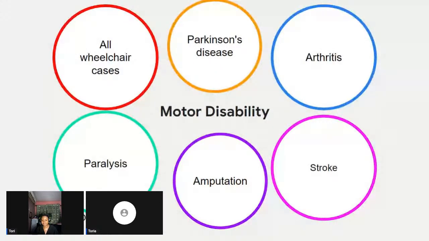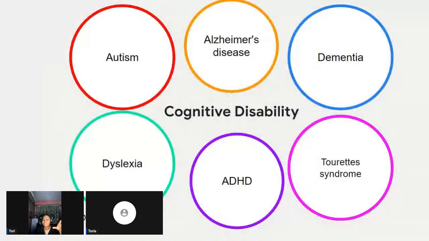That's motor disability. And cognitive disability. This disability is mostly overlooked. Why? Because it's not a physical disability that people can see. So it is often overlooked, like autism, Alzheimer's disease, dementia, dyslexia, ADHD, Tourette syndrome, and the like. The list goes on and on. So when we're talking about disability, this is what we want to have in mind.